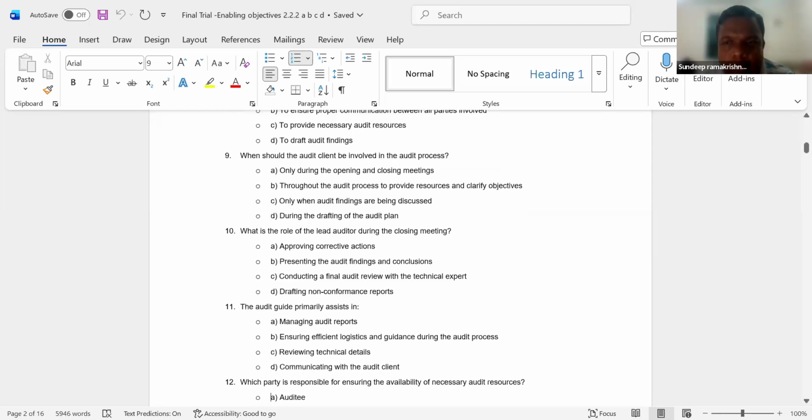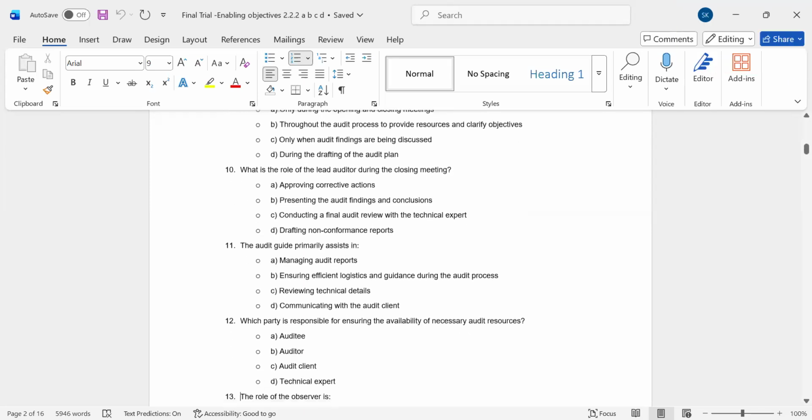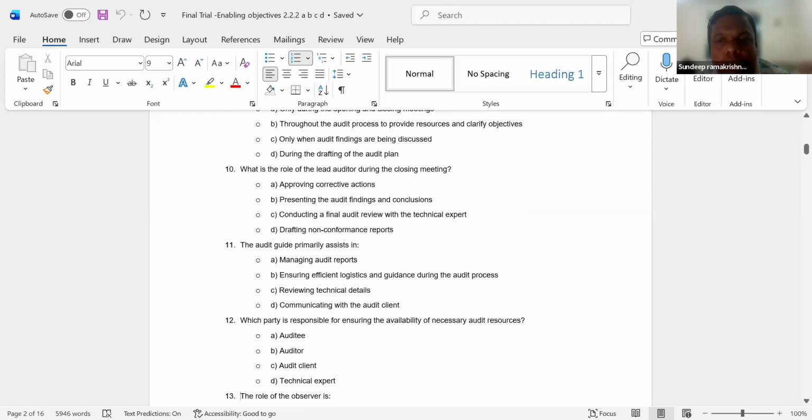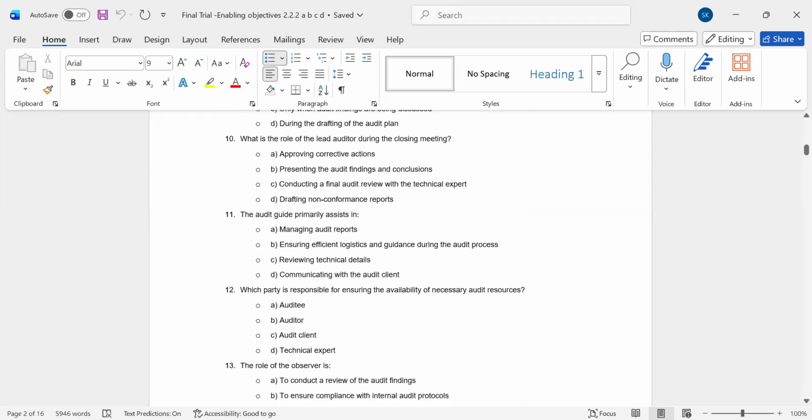Right. 11th question. Shazi Munir, can you read? Okay, we change person. Thank you, Anil. We go to Shazi Munir. Okay, 11th question. The audit guide primarily assists in A. Managing audit report. B. Ensuring efficient logistics and guidance during the audit process. C. Reviewing technical details. D. Communicating with the audit client.